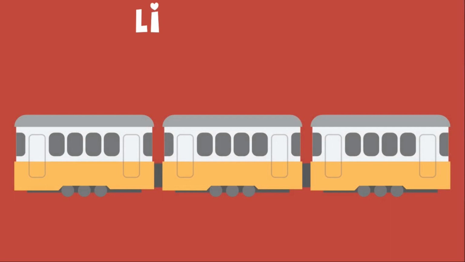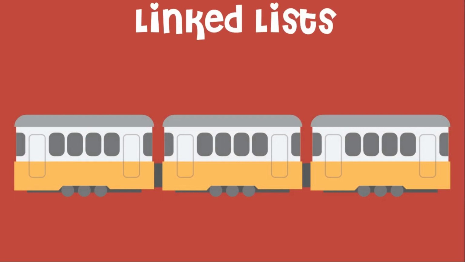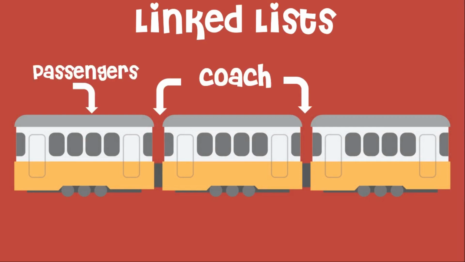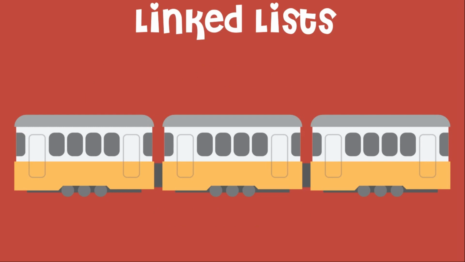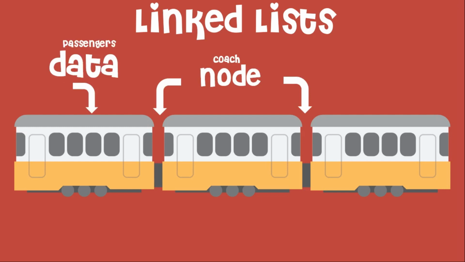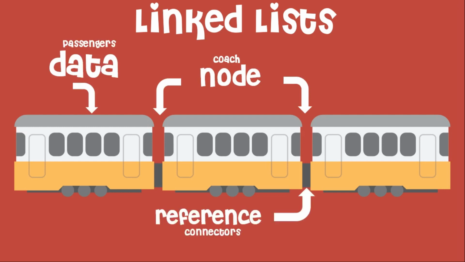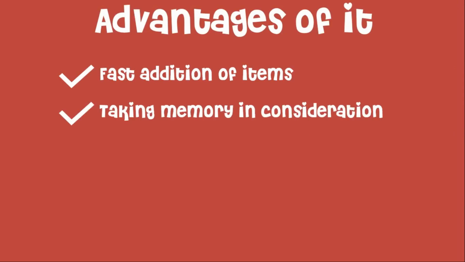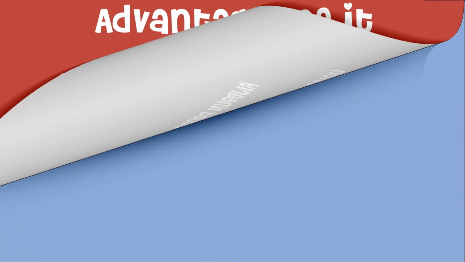Next, we have linked lists. This can be seen in trains where a coach full of passengers is connected to another coach. The basic elements of a linked list are also referred to as nodes. Each node contains data and a reference to the next node. The node can be seen as the coach itself, the passengers as the data, and the connector as the reference or pointer. Linked lists are useful when you are adding items. It takes a short time. Also, you can use this when you are taking memory into consideration and when your data is connected linearly.